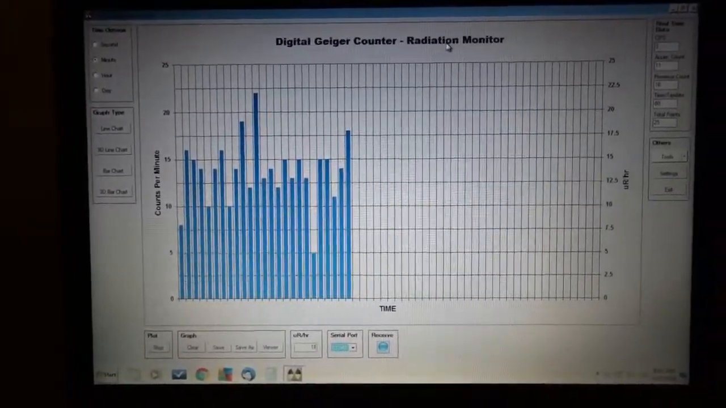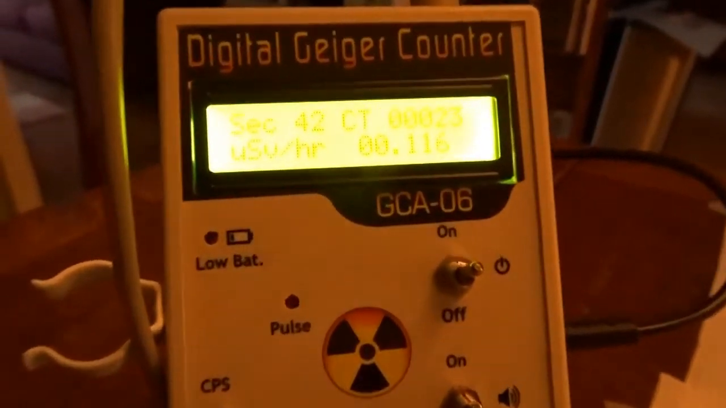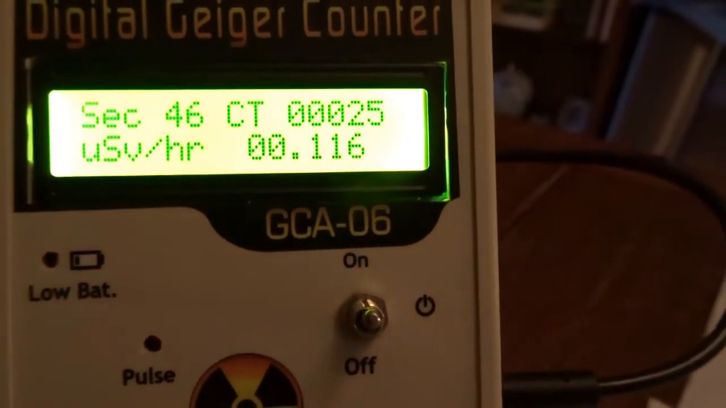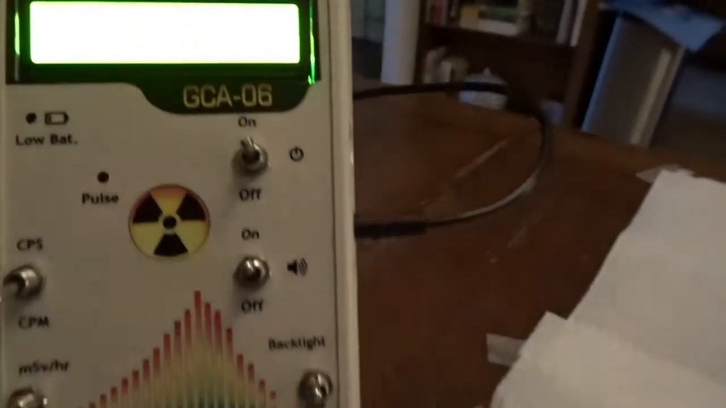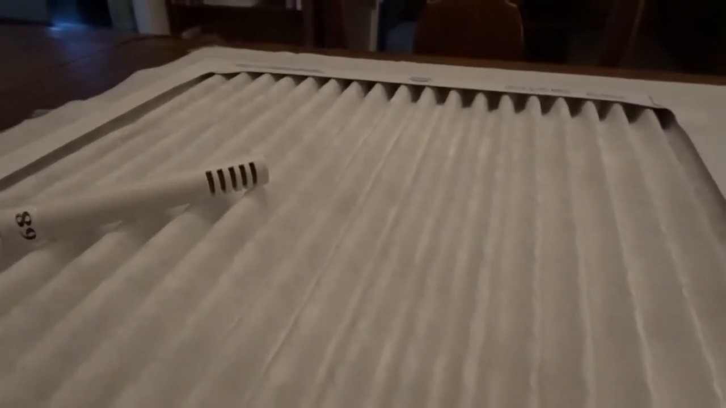So what I use is the digital Geiger counter manufactured by Images Scientific Instruments that I have linked at the bottom of the video. And so what I did was to measure the ambient background radiation of a clean air filter, the one that I replaced with the dirty air filter.